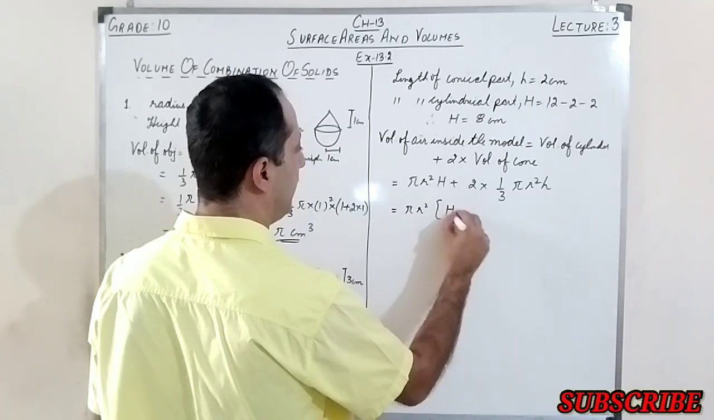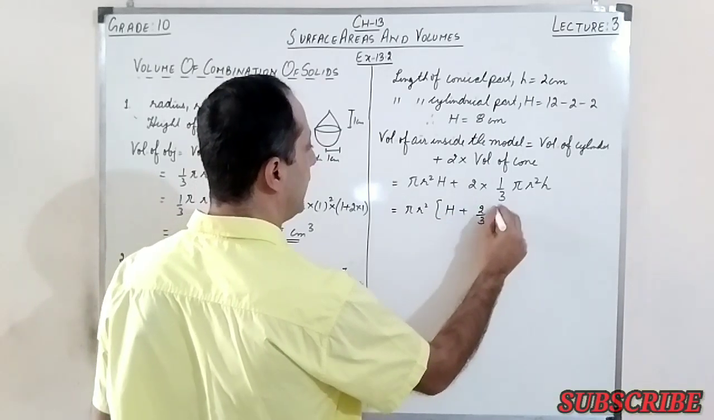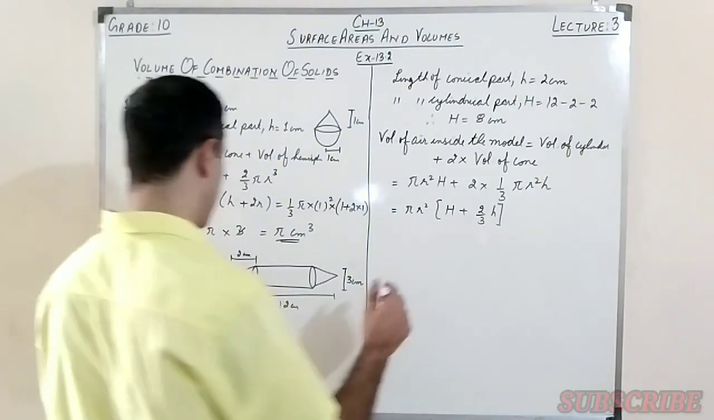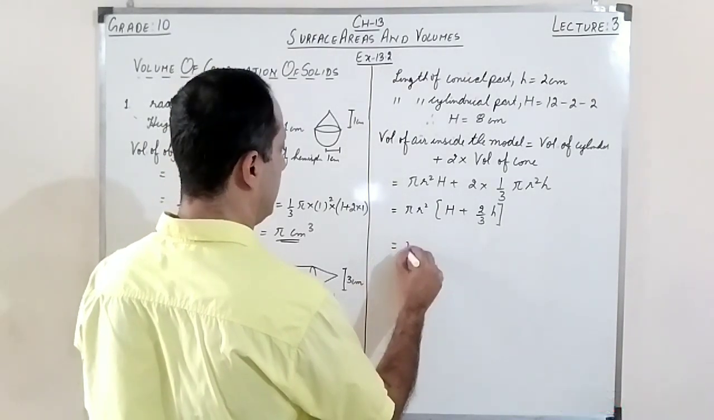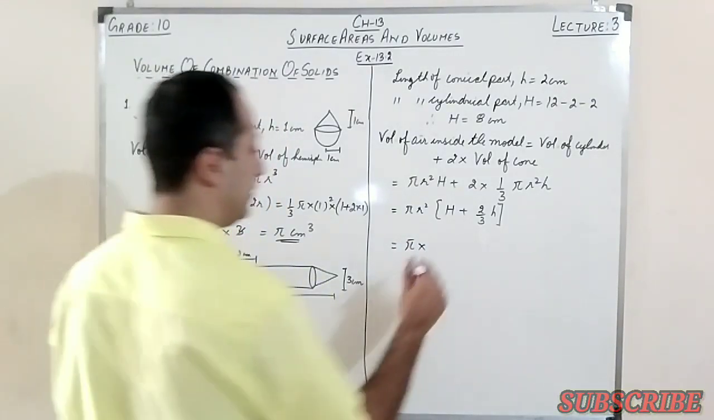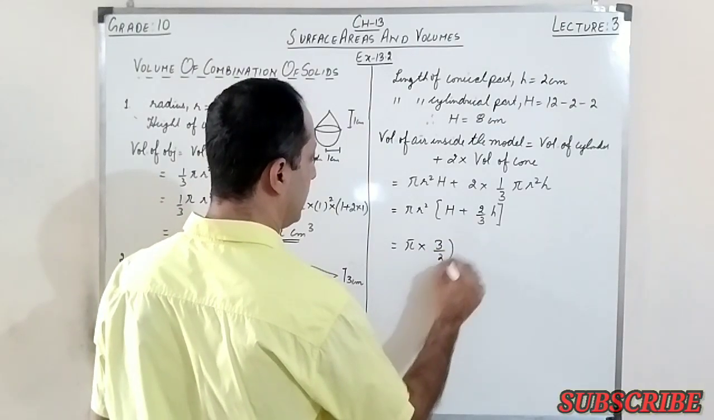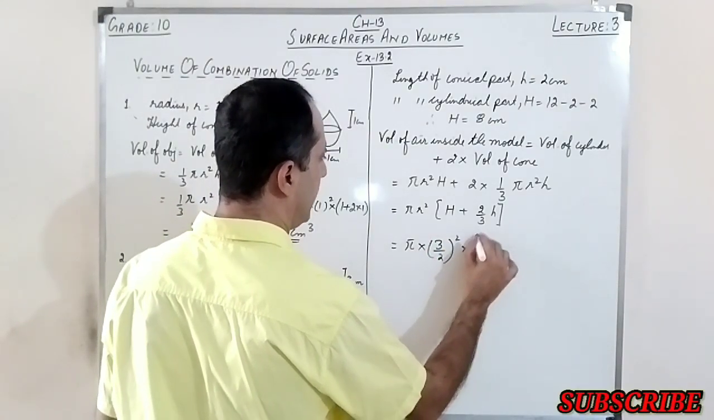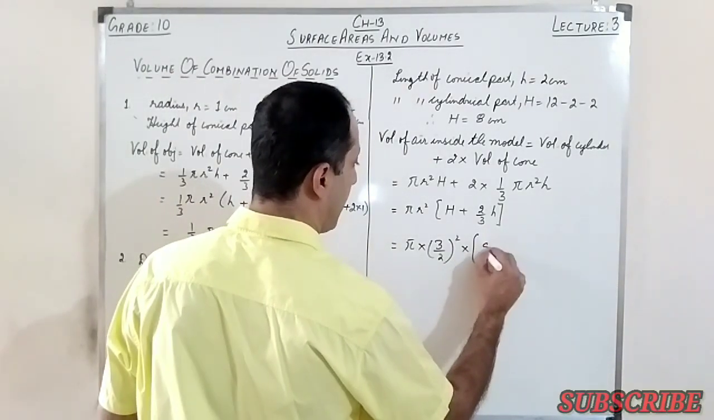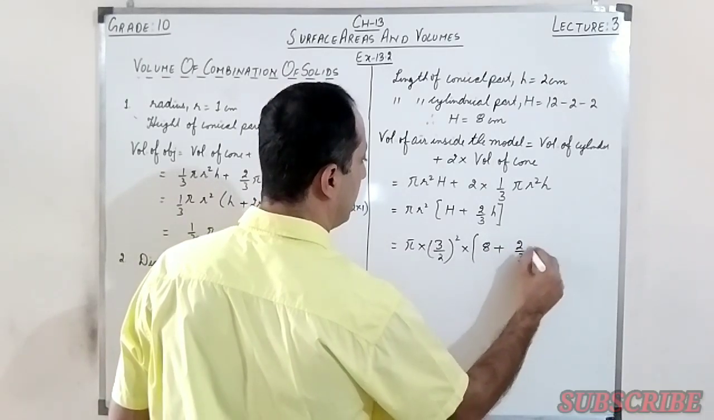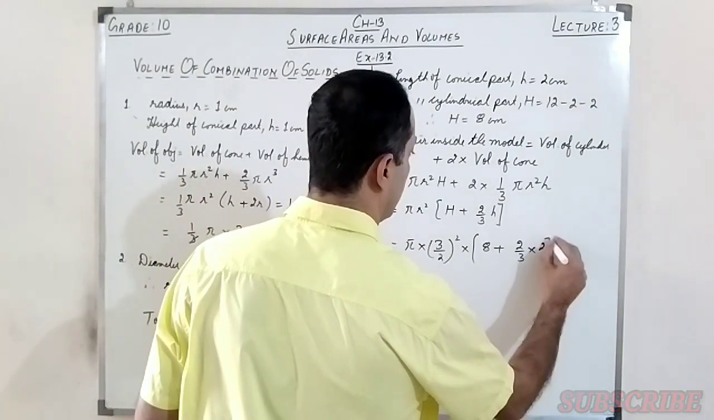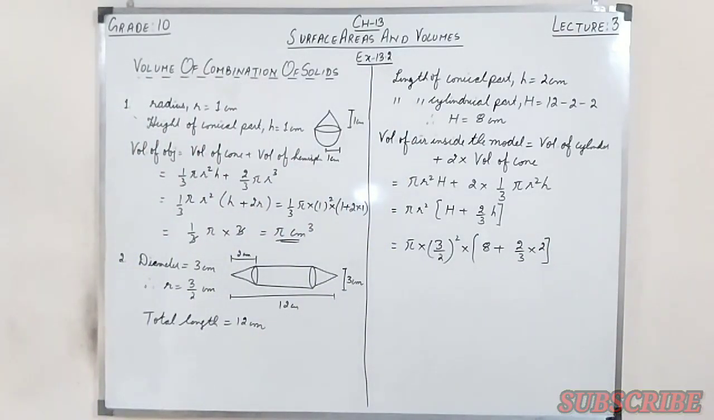So inside the bracket we have capital H plus 2 upon 3, and this is small h. Right? So this is pi into, I take the value of r as given, 3 by 2. So 3 upon 2 whole square multiplied by, inside the bracket, H is 8 centimeters, so this is 8 plus 2 upon 3 multiplied by the value of small h, which is given as 2, so I write 2 here. Right?